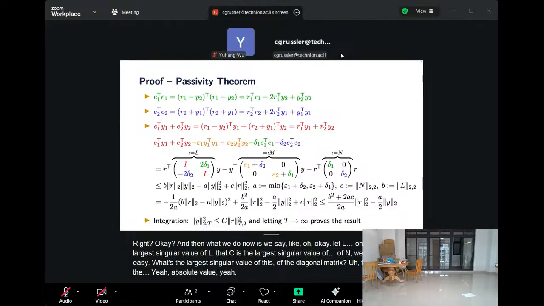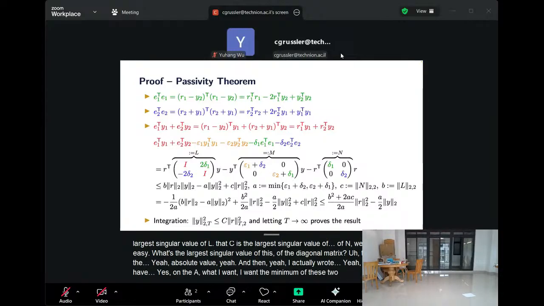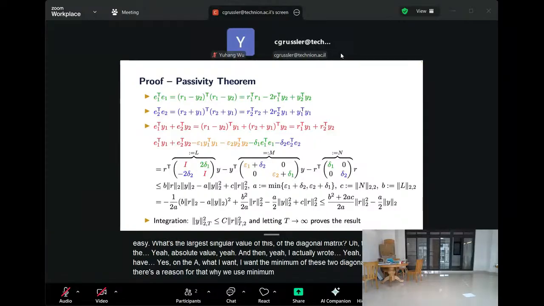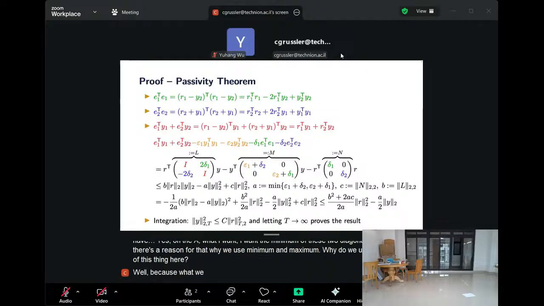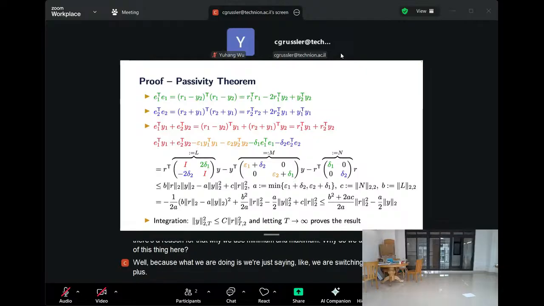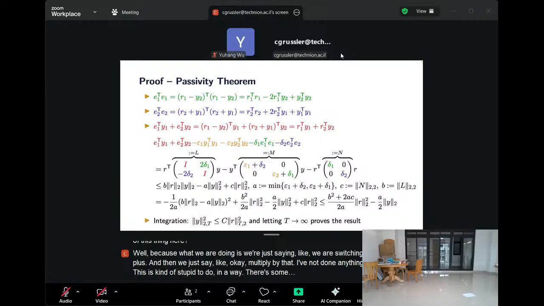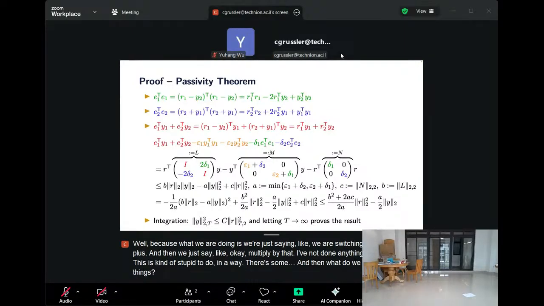And then for the A, I want the minimum of these two diagonal elements. And there's a reason why we use minimum and maximum. Why do we use the maximum of this thing here? Well, because what we are doing is we are switching the minus to plus, and then we maybe multiply by that. I've not done anything wrong, right? And then what do we do with the other things? Well, here there's a minus sign. That's why I have here minus A times the 2 norm of y squared.